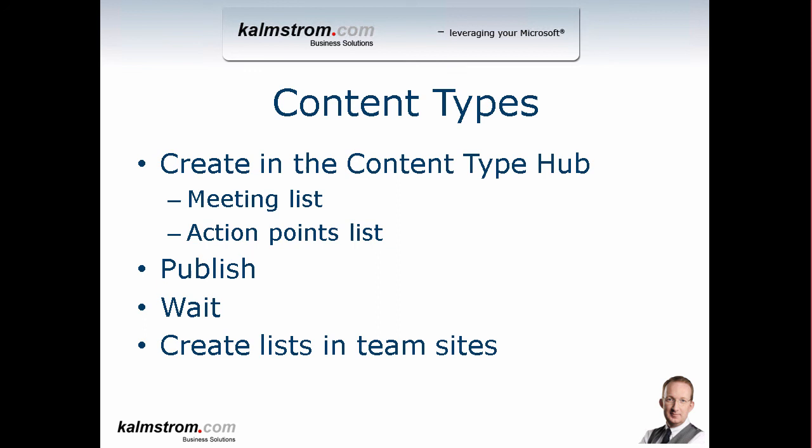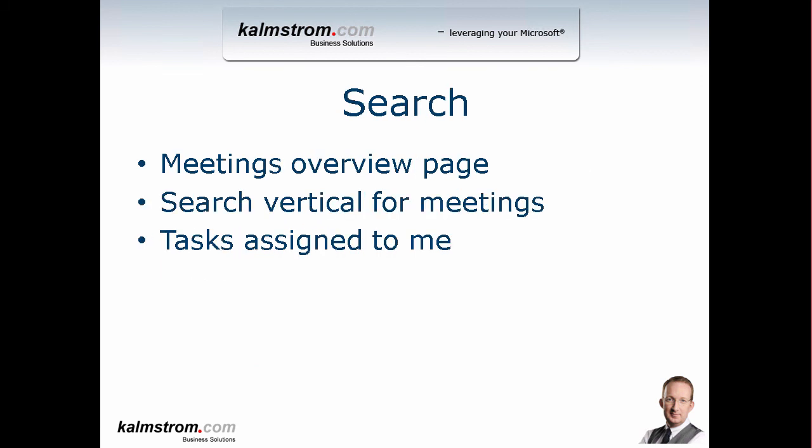I'm going to publish those in the content type hub, and then I'm going to wait for a while until it's actually published, and then I'm going to create the lists in the team sites that I have for each department. So that I will show you. And finally, I'm going to do the discoverability bits here. I'm going to get an overview page that I'm just going to show you how to make. Maybe on the HQ site, you want to have a list of all the meetings that are occurring across the organization. And then I'm going to do a search vertical for meetings.